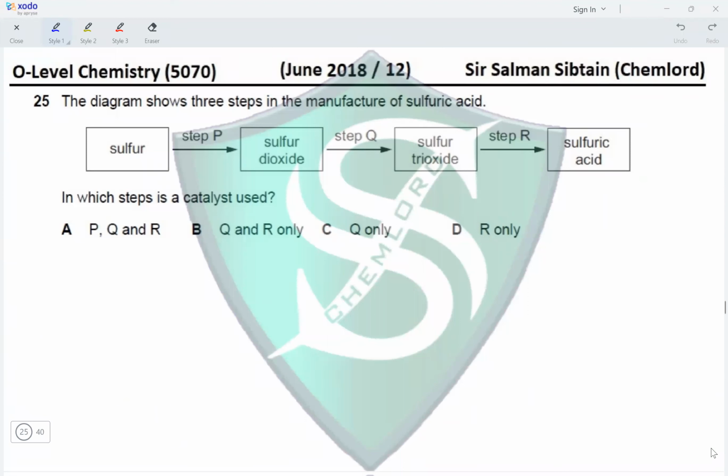Question 25. The diagram shows three steps in the manufacture of sulfuric acid. We have sulfur in step P producing sulfur dioxide. So we have sulfur reacting with oxygen in this step. Then we have sulfur dioxide converting into sulfur trioxide. So we have sulfur dioxide reacting with oxygen in the presence of V2O5 catalyst. And then we have sulfur trioxide converting to sulfuric acid. So we have reaction with H2SO4 followed by H2O producing sulfuric acid.